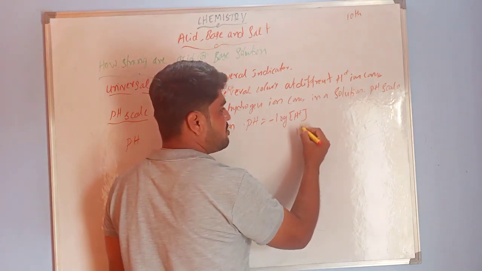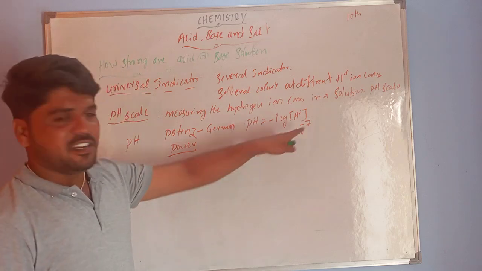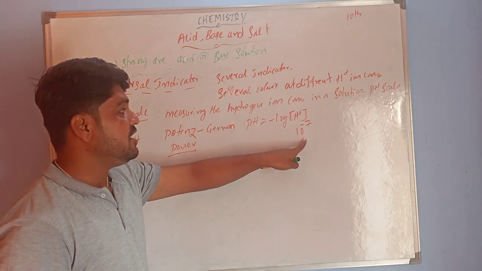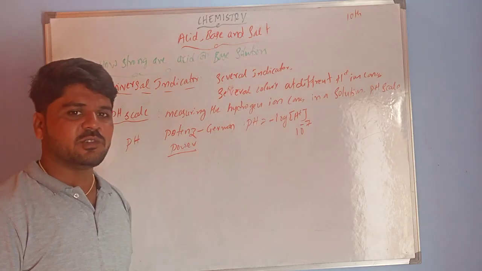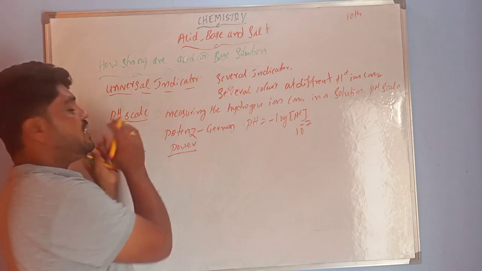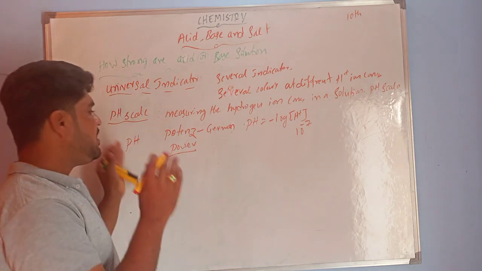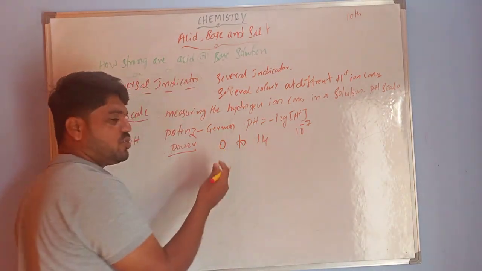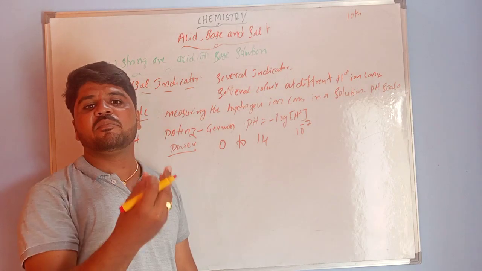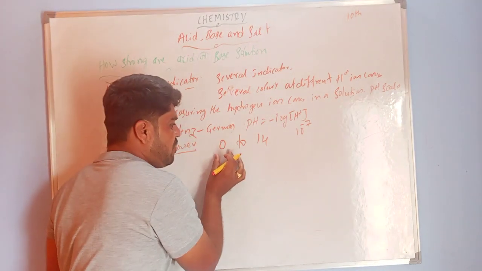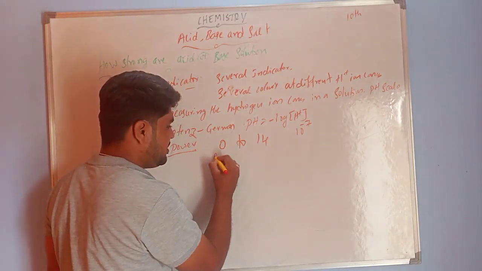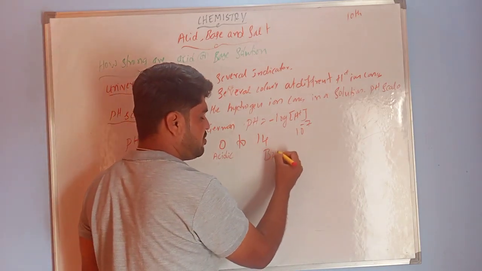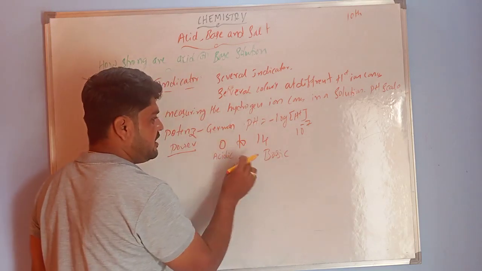10 to the power of minus 7. It is the concentration of the hydrogen ions. Hydrogen ion concentration is 10 to the power of minus 7. This is what we call the pH scale. The pH scale is 0 to 14. It shows numbers. 0 means acidic, and 14 means basic.